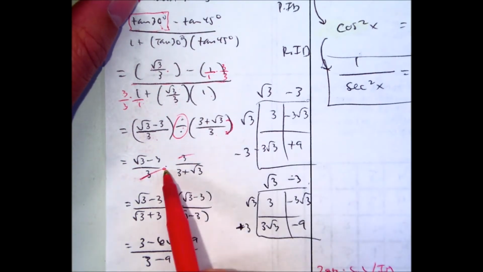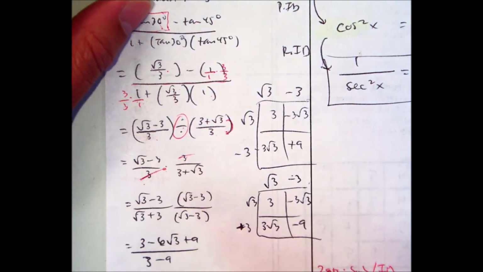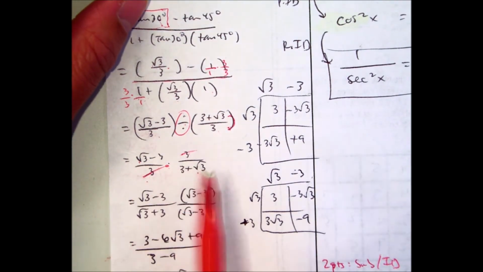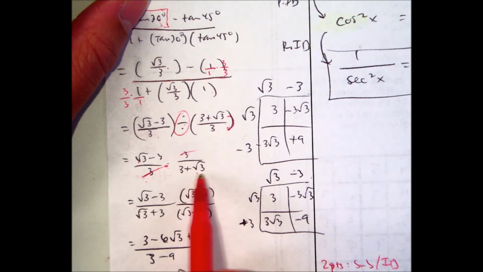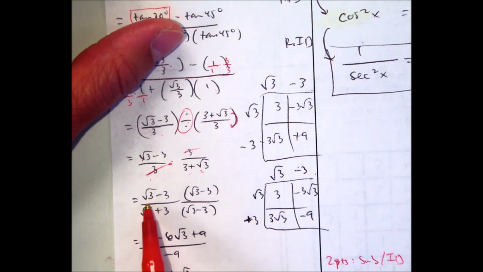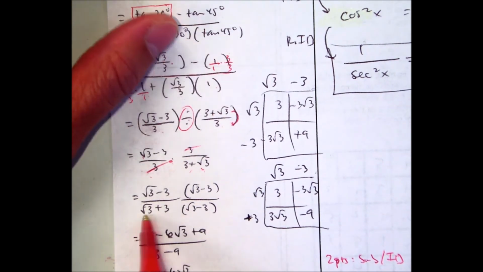Change it to multiplication, then I'm taking the reciprocal. Now, pay attention. This is by multiplication. You can cancel these 3's. Another common mistake I saw students is just trying to cancel these. You cannot, because those are not factors. You have addition. Do you see that? So now I have radical 3 minus 3 over radical 3 plus 3.